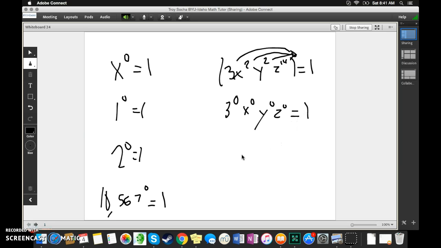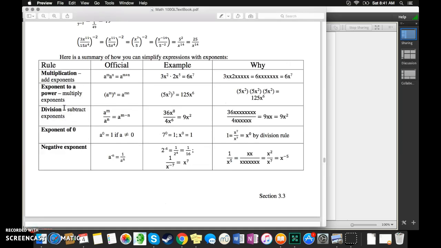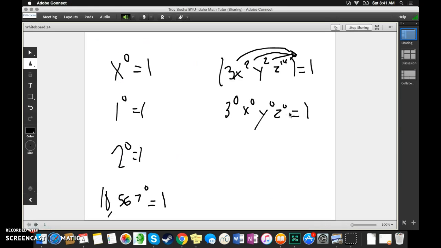So those are some important rules. I'm going to make another video to discuss division and negative exponents. But you can always look at this chart. I hope it makes a little more sense. Watch this video a couple times until you get the concepts, and that will help you to understand what exponents are.